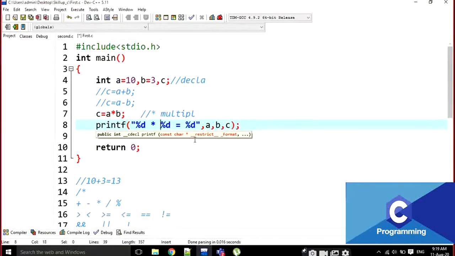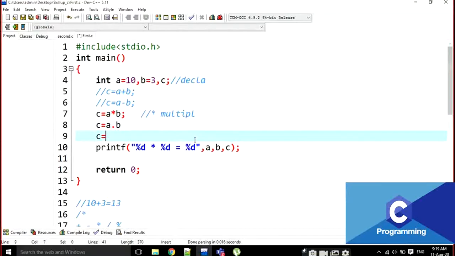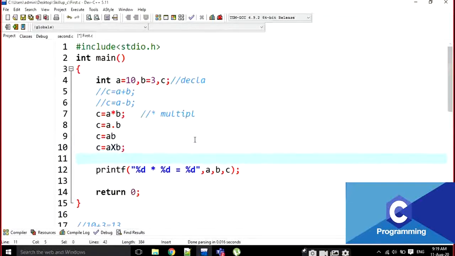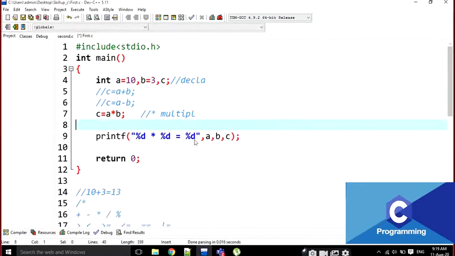For example, some students think that multiplication is like this: C is equal to A dot B, or they think AB. These are the multiplications when we write in mathematics, right? C is equal to AXB. All these are wrong approaches. If you want to multiply anything, we have to write A asterisk B. A asterisk B is the multiplication operator. Asterisk is the multiplication operator.